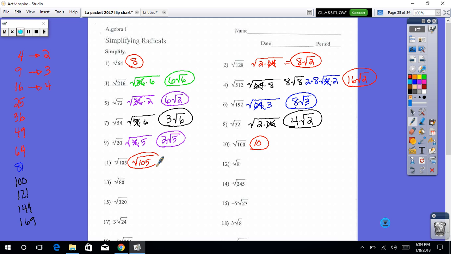Okay, if none of our perfect squares work when we plug them into this, then that means that it is already simplified as far as it can be simplified. Okay, 8, obviously the only place I can go is by 4. I know that 2 times 4 is 8. The square root of 4 is 2, so I'm left with radical 2.